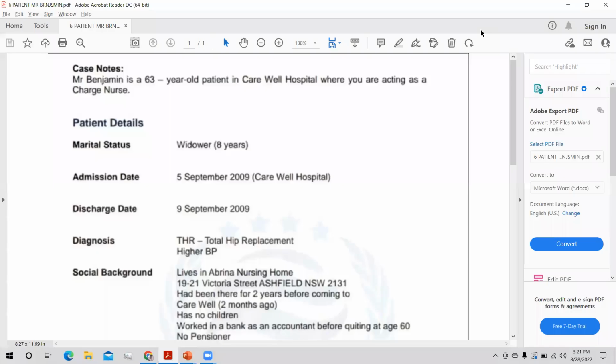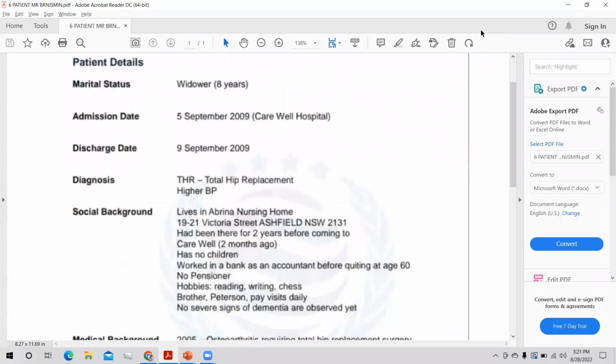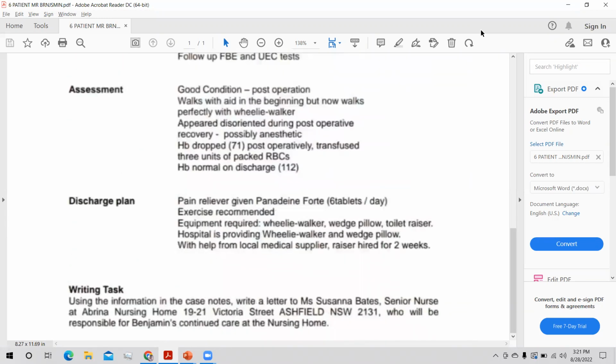So now what we are going to do is check our case note of Mr. Benjamin. In the beginning of this video, we already told you that Mr. Benjamin is a 63-year-old patient in Carewell Hospital. And we all know very well that if you want to write a referral, discharge, transfer, whatever it is, if you want to write a letter, you have to know to whom you are going to write this. To know that, we have to go to the down part of this letter.